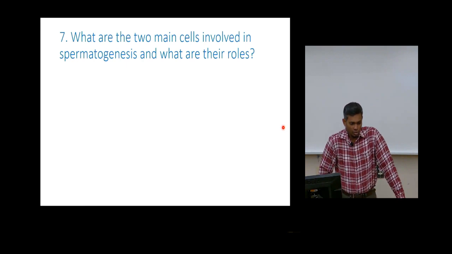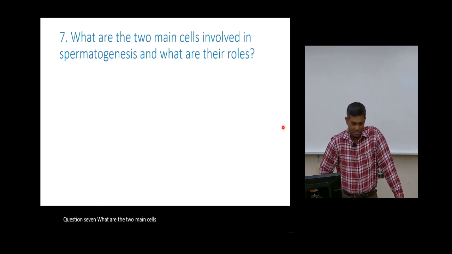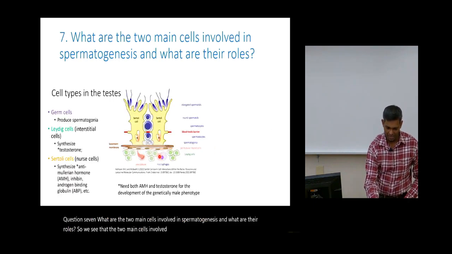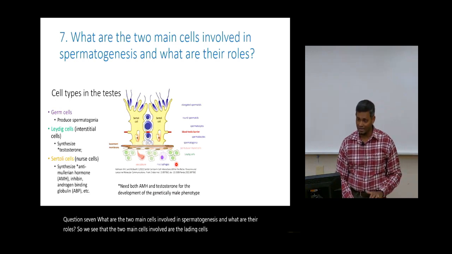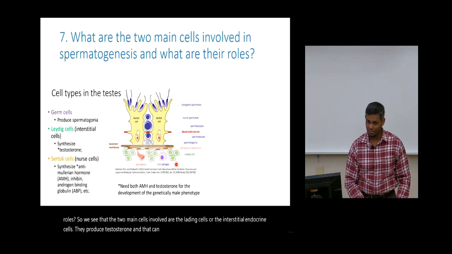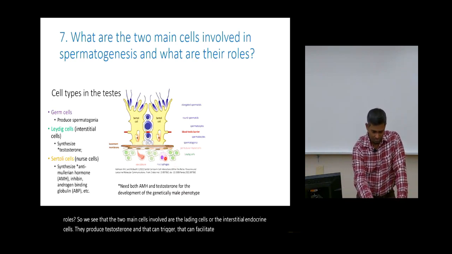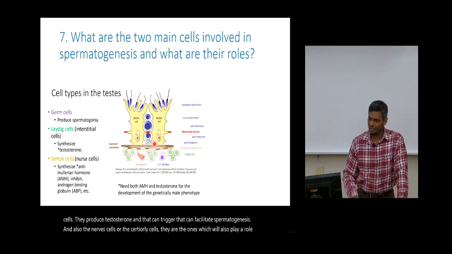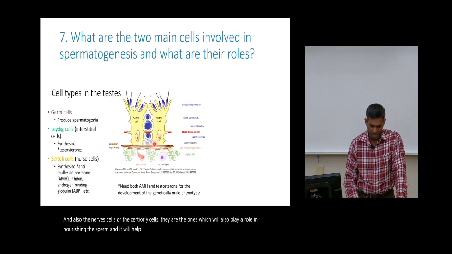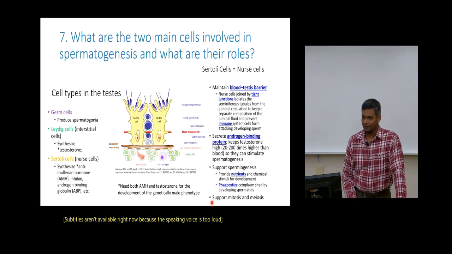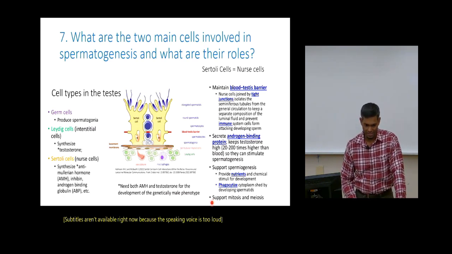Question 7, what are the 2 main cells involved in spermatogenesis and what are their roles? So we see that the 2 main cells involved are the Leydig cells or the interstitial endocrine cells. They produce testosterone, and that can facilitate spermatogenesis. And also the nurse cells or the Sertoli cells, they will play a role in nourishing the sperm, right? It will help support the sperm development. And you can see that the various functions of the Sertoli cells are mentioned in this slide as well.